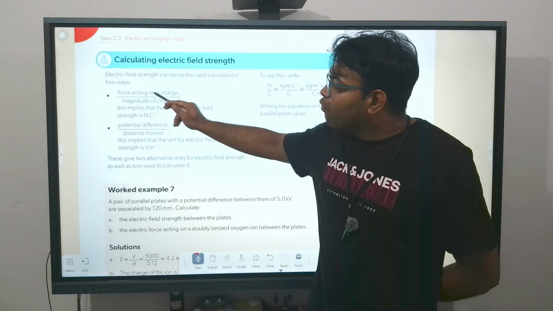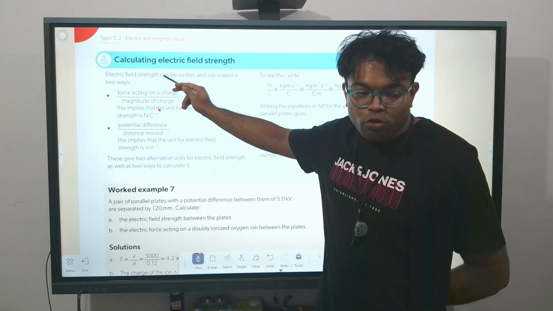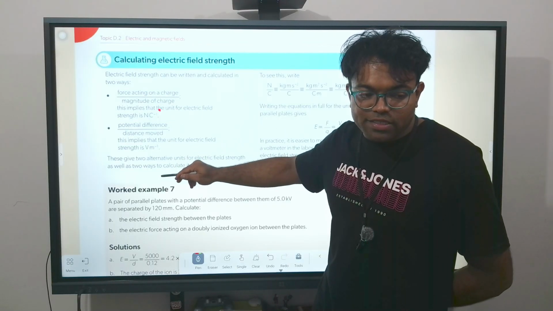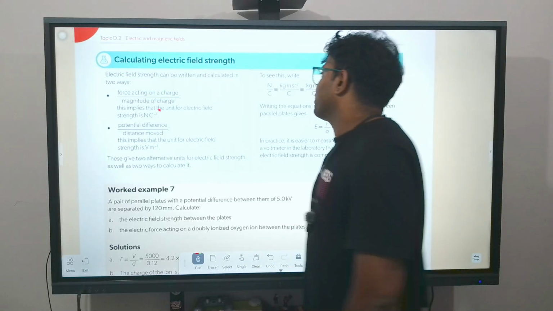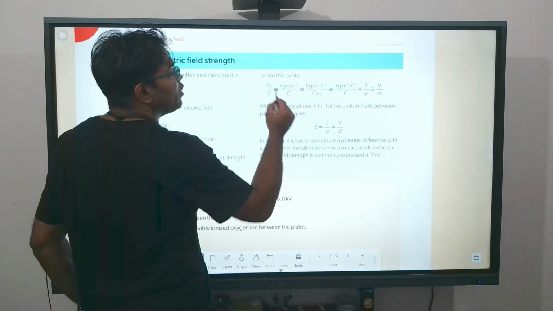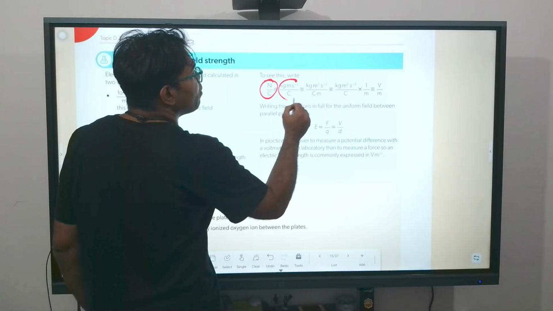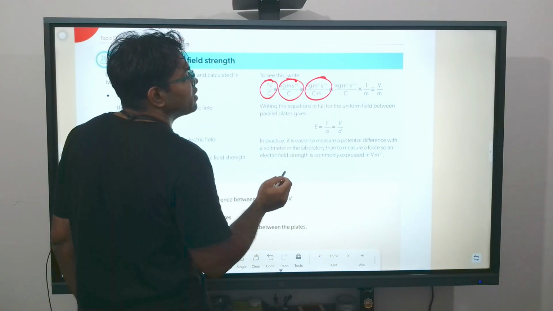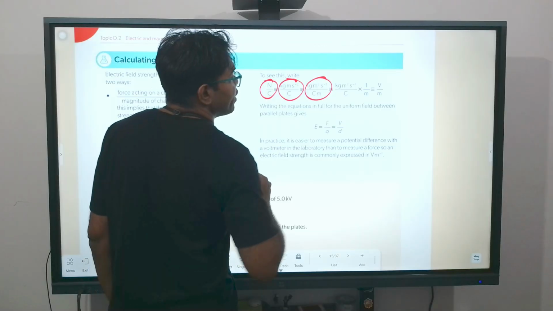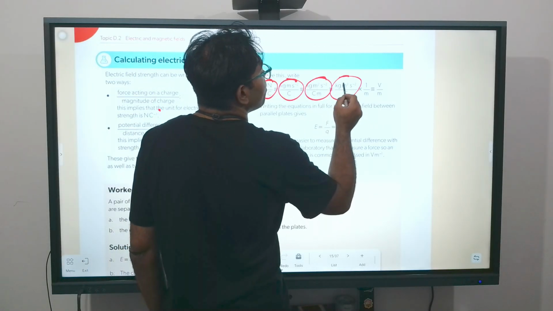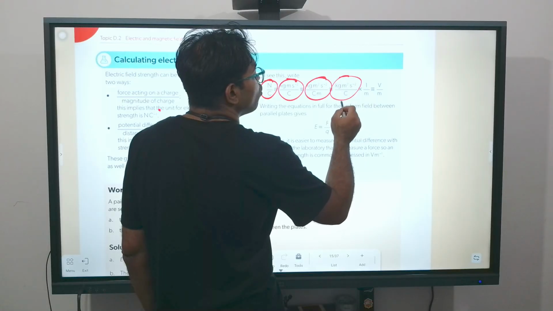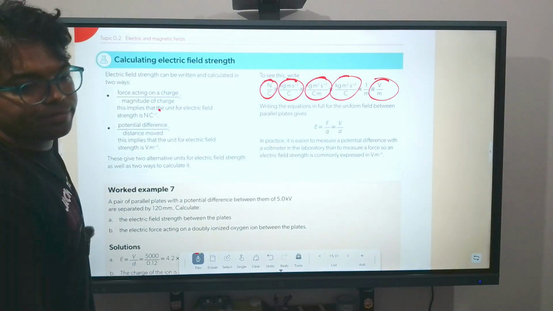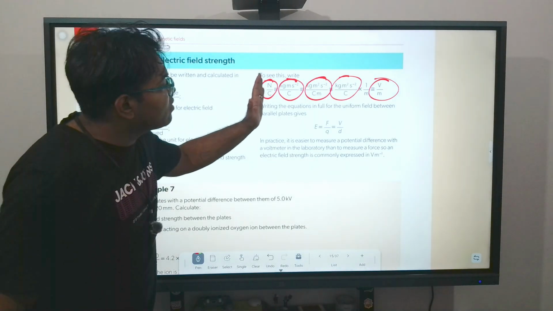Force upon charge, newton per coulomb. Potential upon distance, that is volt per meter. To see this, write newton per coulomb as kilogram meters per second square per coulomb, which is kilogram meter square per second square upon coulomb meter, equal to kilogram meter square per second square upon coulomb multiplied by 1 upon m. You will get volt upon meter. Understood? These are the same.